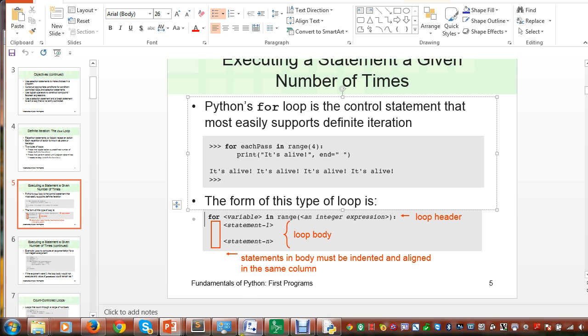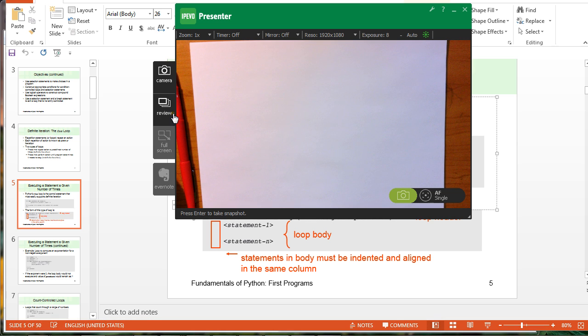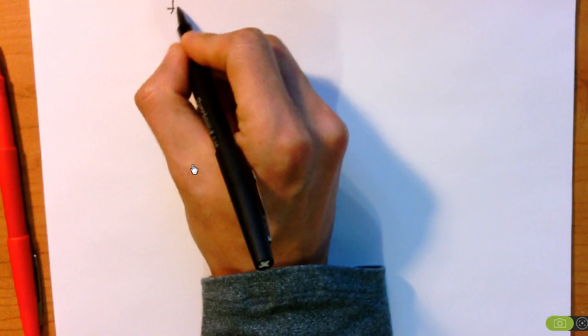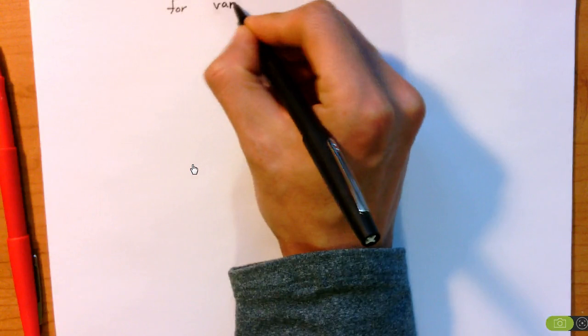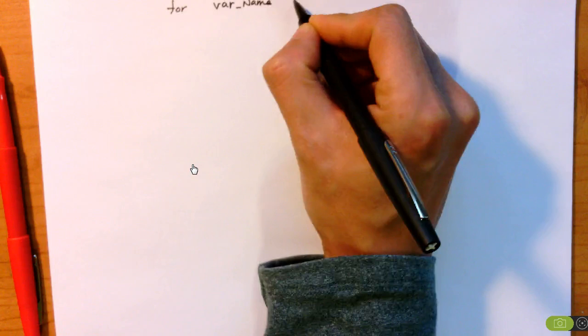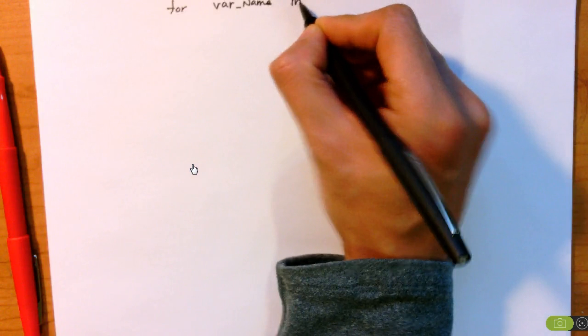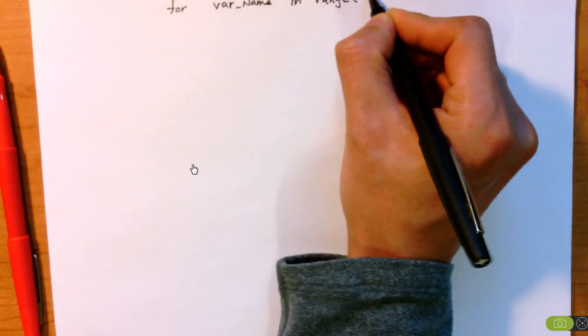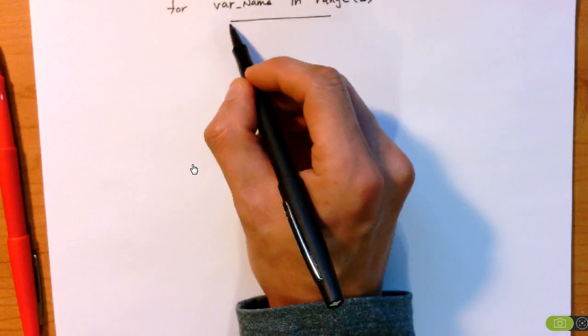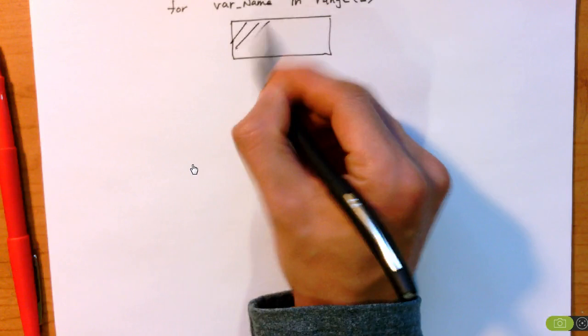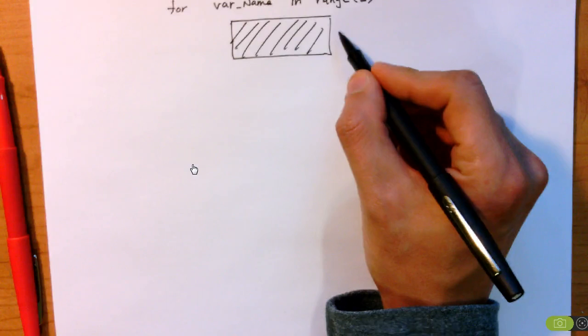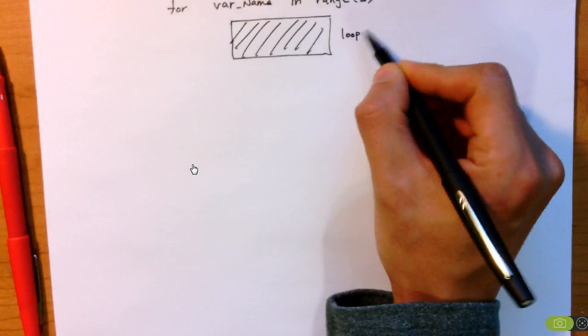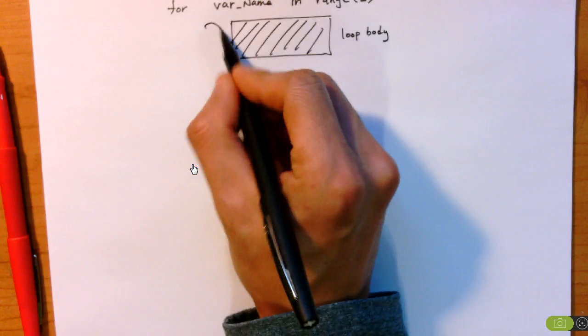Let's take a look at this first format. We know that it's a for loop, right? The first statement says for, and then the variable name, in range, and then there's some number here, right? Then there are some statements. This is the loop body. So this body is going to be repeated.